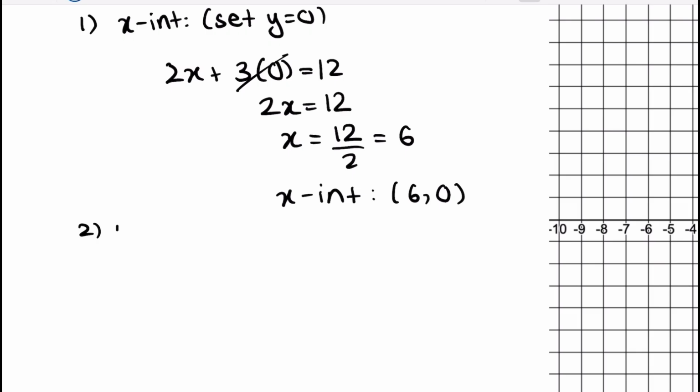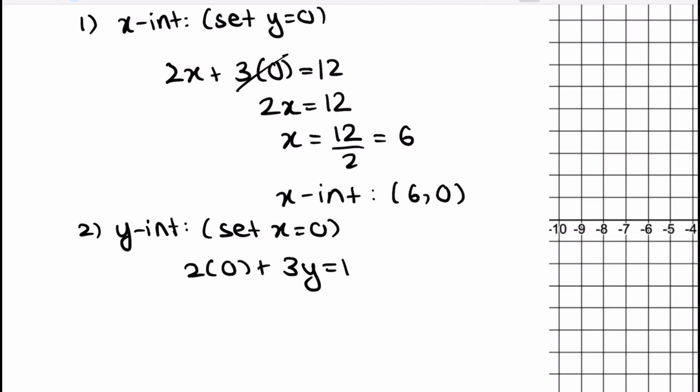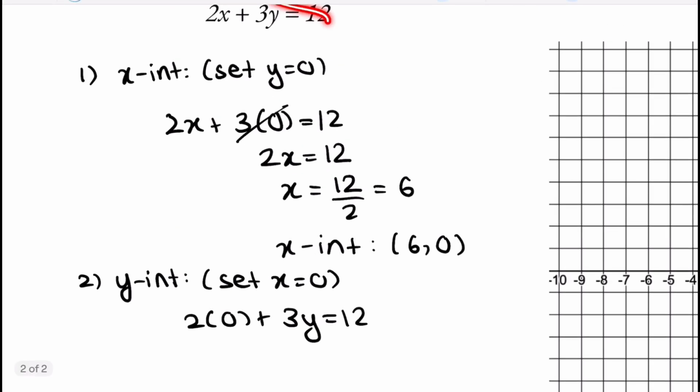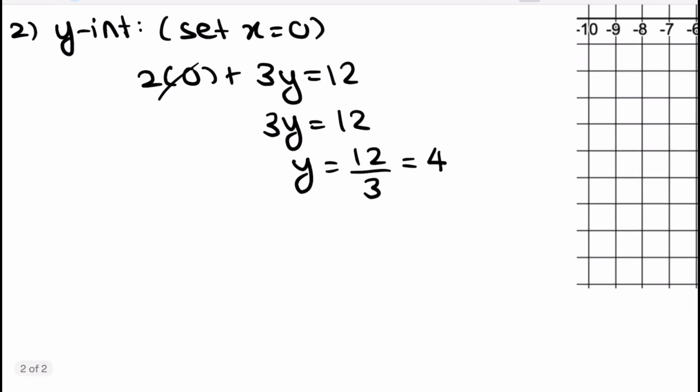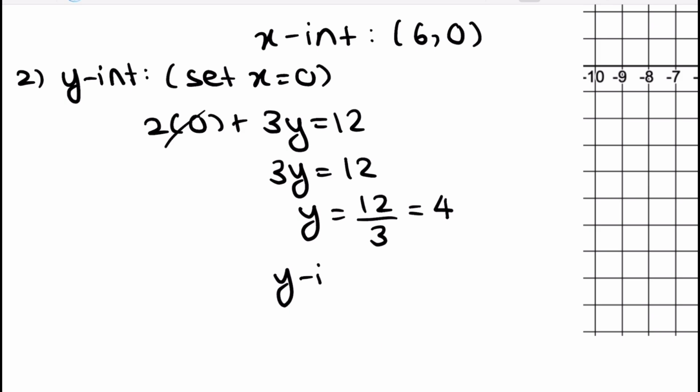For the y-intercept, we basically do the same thing, except for the y-intercept, we set x equal to 0. So this would be 2 times 0 plus 3y equals 12. So it's this equation, and I have just set the x term to 0. So this becomes 0. Now we have 3y equals 12. Isolate for y, so 12 divided by 3, which is equal to 4. So our y-intercept is 0, 4.